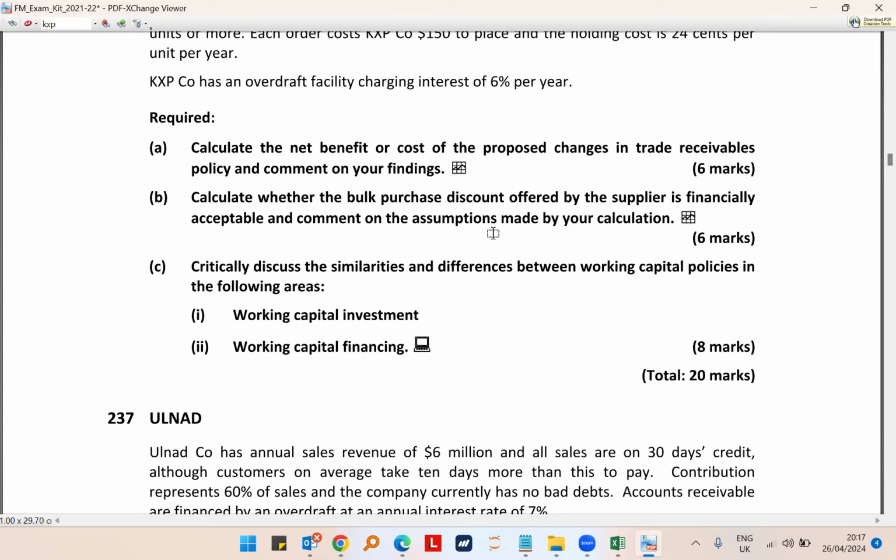on the acceptable on assumptions that have been made. Then for part C, discuss the similarities and differences between working capital policies in the following areas: working capital investment and working capital financing. Most of these we already have handled. So let us start. Let us see the question.